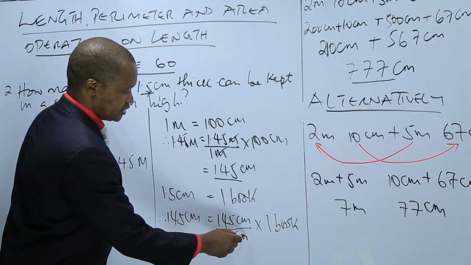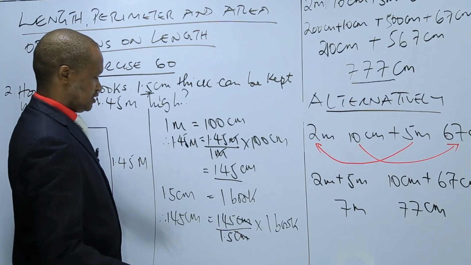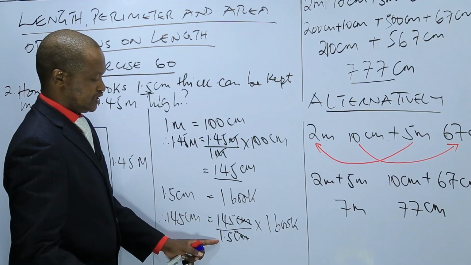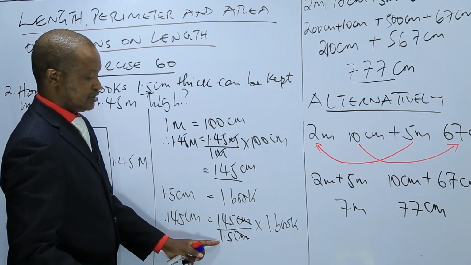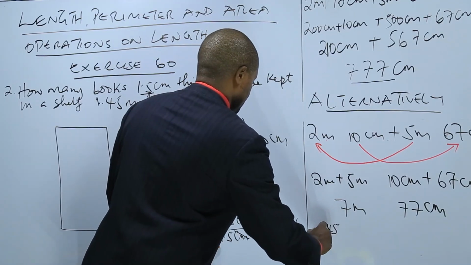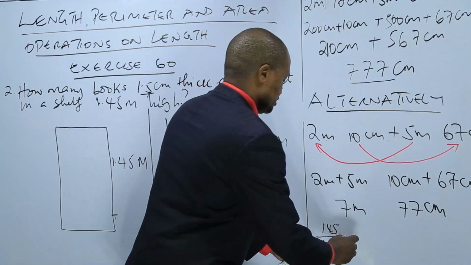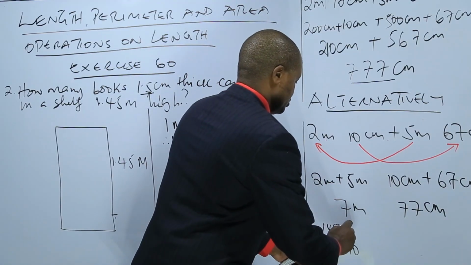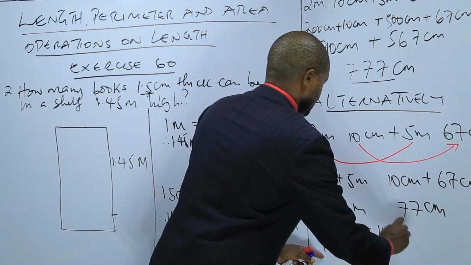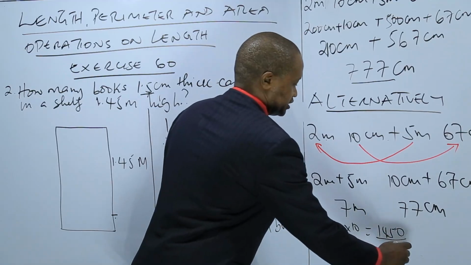So this centimeter cancels with this centimeter. Then we have 145 divided by 1.5. To remove the decimal, we multiply the denominator by 10 and the numerator by 10 to give us 1,450 divided by 15.